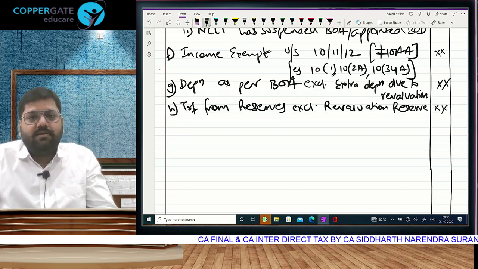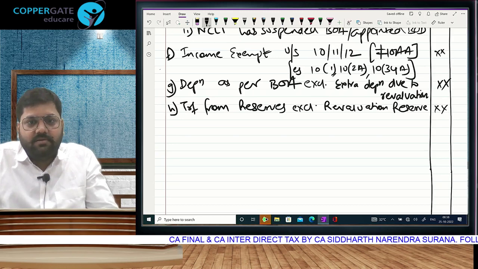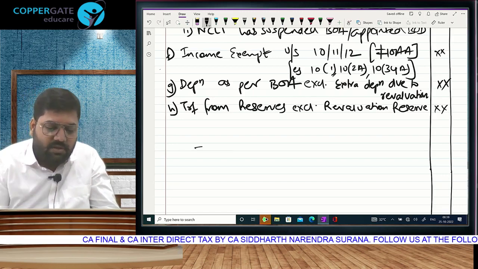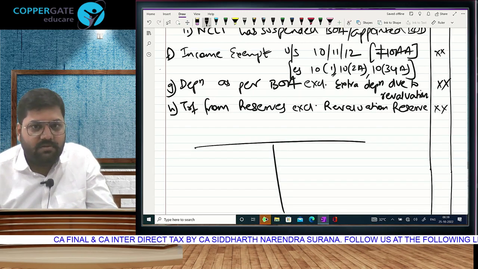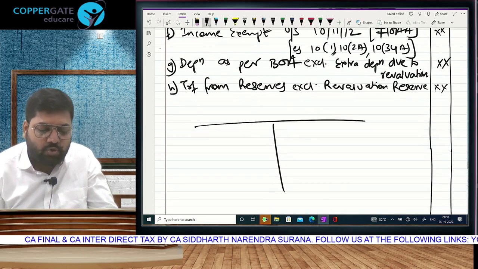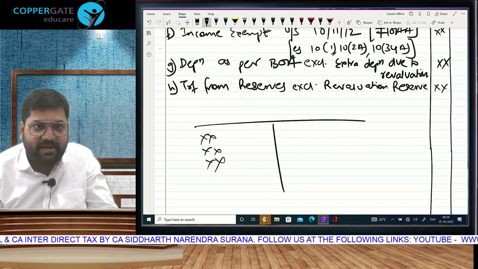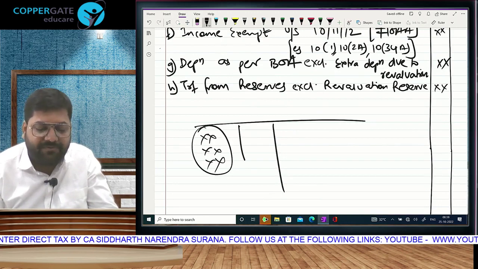Will be subtracted. Transfer from reserve, excluding revaluation reserve, will be subtracted. Matlab suno. This is your PNL account. Okay. Transfer to will come here. This is debited. So what to do in MAT ka book profit? Add.